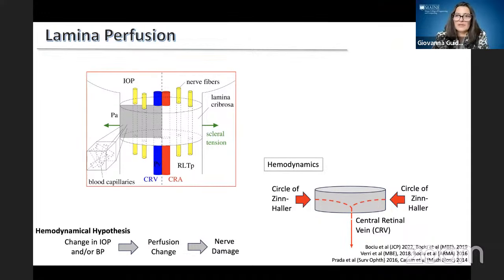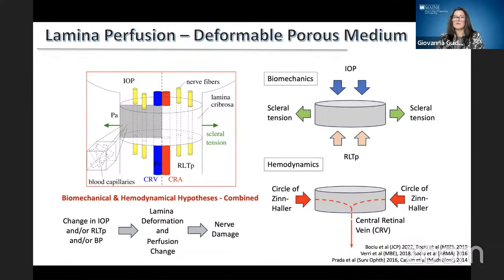So rather than opting for one of the two, we were really asking the question, how do biomechanics and hemodynamics combine, and how would changes in deformation and hemodynamics that are related to IOP changes and blood pressure changes through the lamina affect the life of the cells and possibly lead to nerve damage?